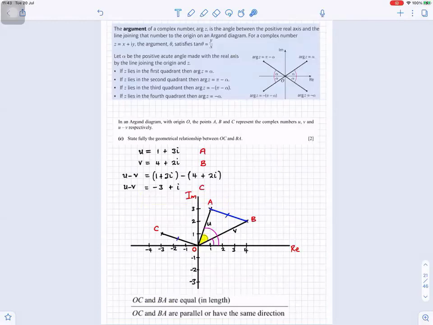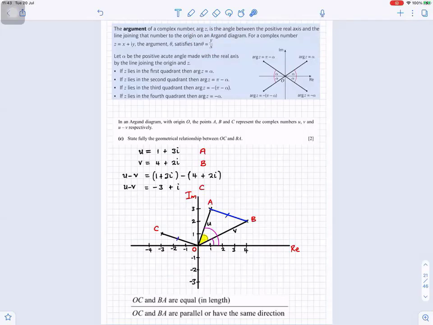In an Argand diagram with origin O, the points A, B, and C represent the complex numbers u, v, and u minus v, respectively. State fully the geometrical relationship between OC and BA. Okay, the formula above shows you the argument. The argument is given by tan theta equals y over x. That's why we had a half divided by a half. That was there, which we did before, for you to get the argument.